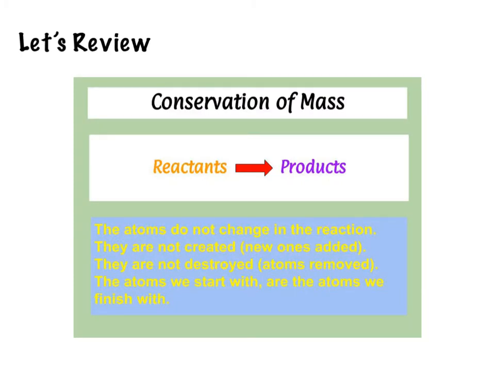We know that with conservation of mass, we just rearrange atoms. So in other words, the number and type of atom doesn't change from when it's a reactant to when it's rearranged and becomes a product. Right? So make sure you do this. You don't sort of change.